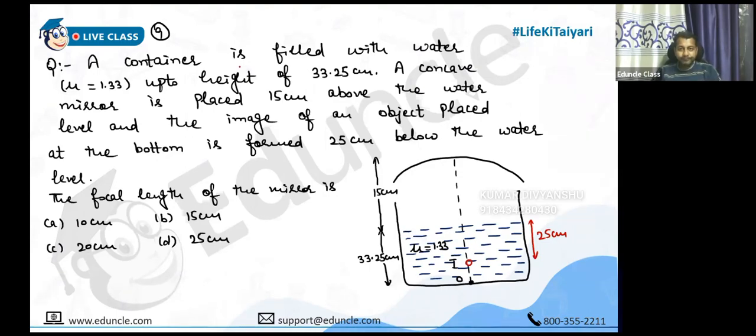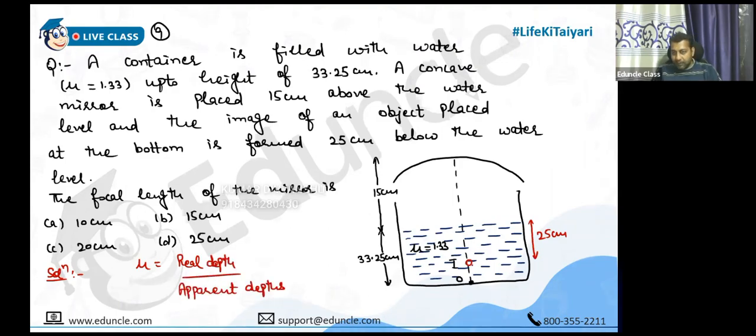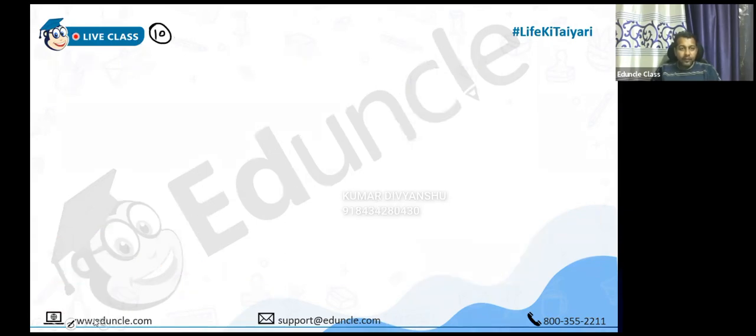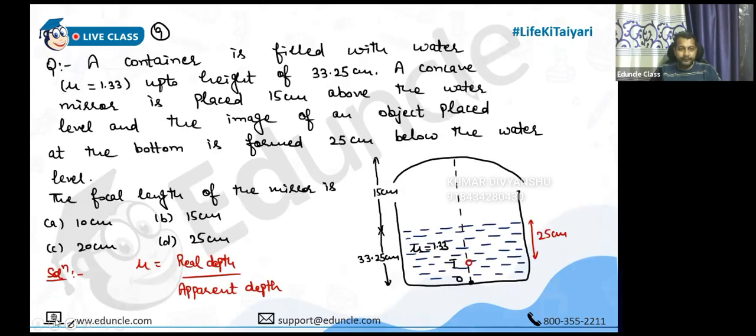Okay, let me assist you. Yes, sir. See, mu is equal to real depth by apparent depth. So I have to get two apparent depths actually. One is the position of this object where it appears, and then the apparent position of this image. So apparent depth is real depth by mu. So real depth is, it's below the water surface, that we have to see. So it is a little bit tricky actually.